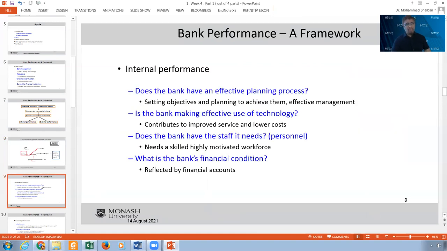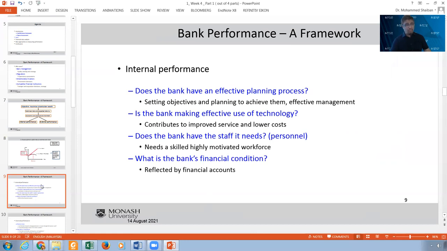Now, this is maybe the only technical point. Bank performance framework. We have to talk, as I told you, about internal performance. And what is internal performance? We can talk about the effective planning process inside the bank. We are talking about whether the bank has the right technology and whether they are using it. And technology now is everything, high tech, and is a very important issue in banking.